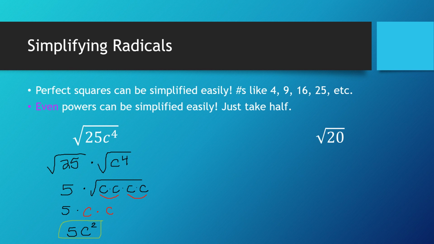So I'm going to rewrite this as the square root of 4 times the square root of 5. And when I do that, I know that the square root of 4 works out really nicely to just be 2. And then I still have the square root of 5. Can't do anything with it. It does not simplify any further. So my final answer would just be 2 square roots of 5, or 2 times the square root of 5.